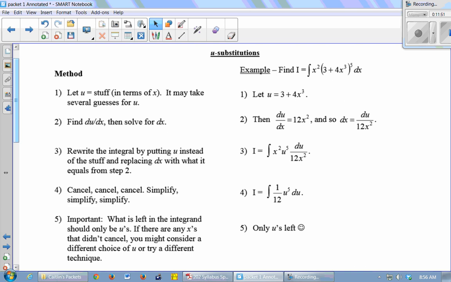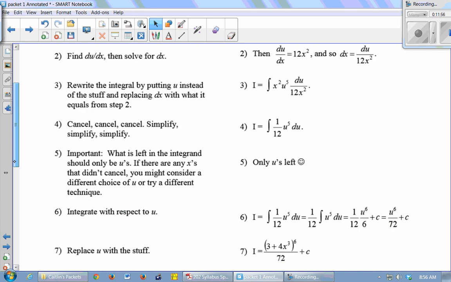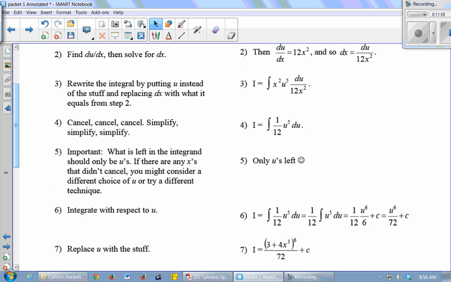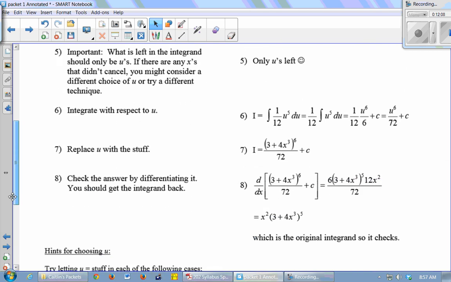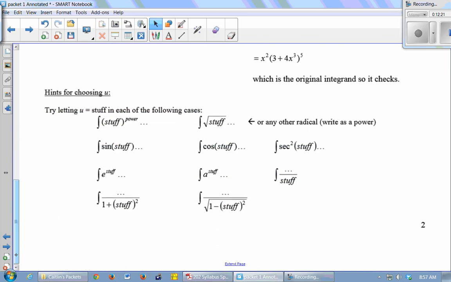Step 4, cancel, cancel, cancel, simplify, simplify, simplify. Everything that's left should be u's. There should be no x's left. If there are any x's that didn't cancel, you should go back and try a different u. All your x's should be gone. Integrate with respect to u, replace the u with the stuff, and then you can check by taking the derivative of your answer, and it should bring you back to where you started. Hints for choosing u. These are just some different kinds of things you might see. Let u be the stuff in each of these.